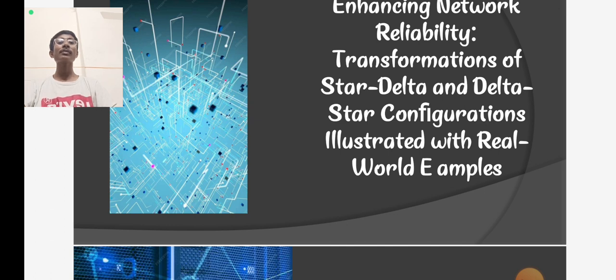Some examples from the real world: consider an industrial facility with motors that need to be started with reduced voltage to avoid a sudden surge of current. The star delta transformation is employed in the motor control system. During the starting phase, the motor is initially connected in a star configuration, reducing the voltage across each winding. Once the motor reaches a certain speed, the connections are switched to a delta configuration for normal operation.